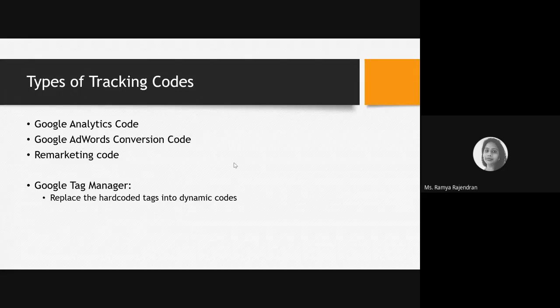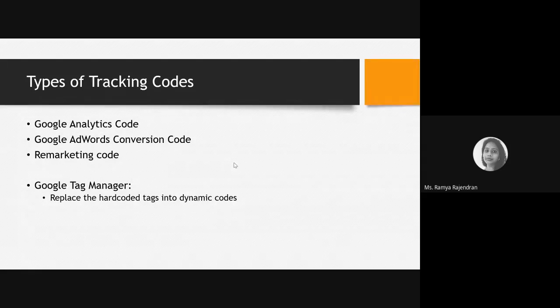This code is already available in the tools section of Google AdWords. You just have to go to Google AdWords, to the tools section. You will be able to get that code and paste it, so that you can track all these metrics like bounce rate, unique visitors, and everything.